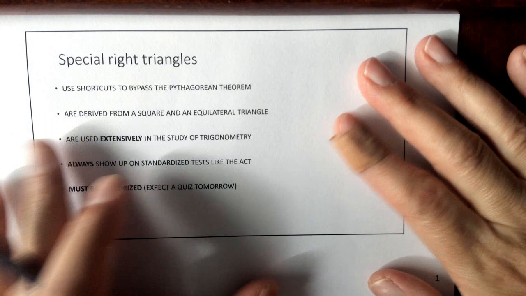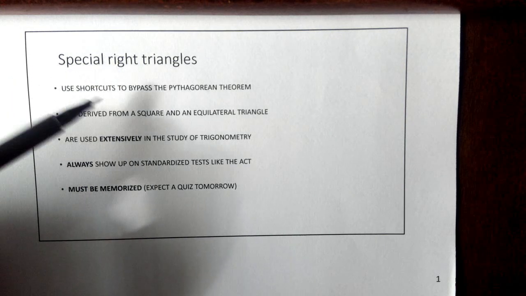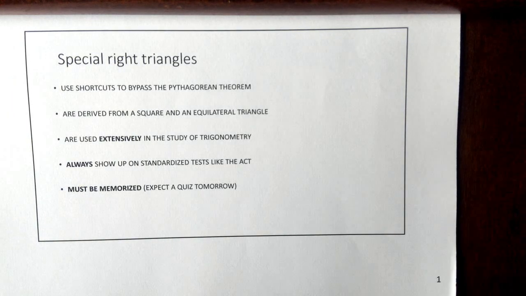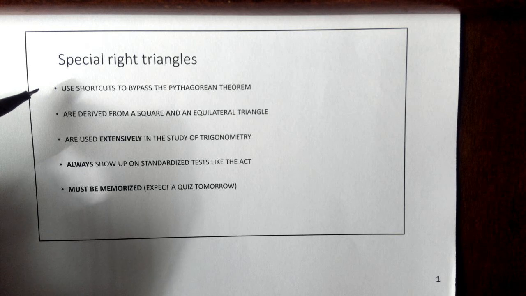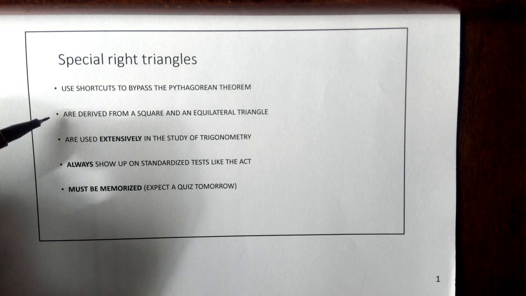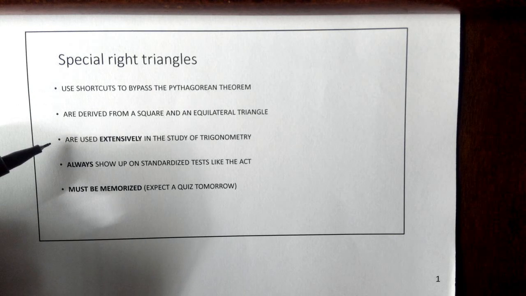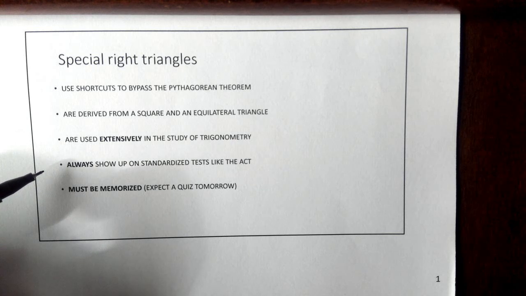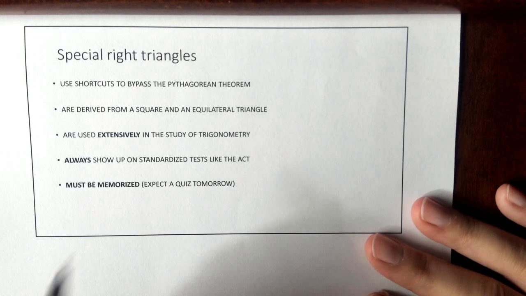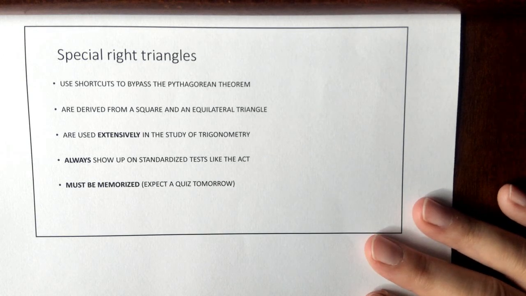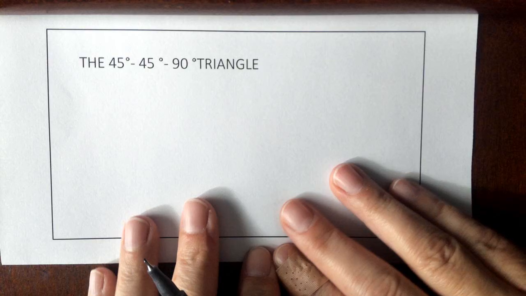do some examples. So in the notes, the first slide just is a quick preview of why we need these or when we use these. They provide shortcuts to bypass the Pythagorean theorem, and sometimes we don't have enough information to use the Pythagorean theorem. They're derived from a square and an equilateral triangle, which we just saw. They're used quite a bit in trigonometry, always show up on the ACT, and you have to memorize them. And of course, this expected quiz tomorrow, well, that's not going to happen, but we will have some practice today and practice tomorrow. So let's skip right to the big thing.